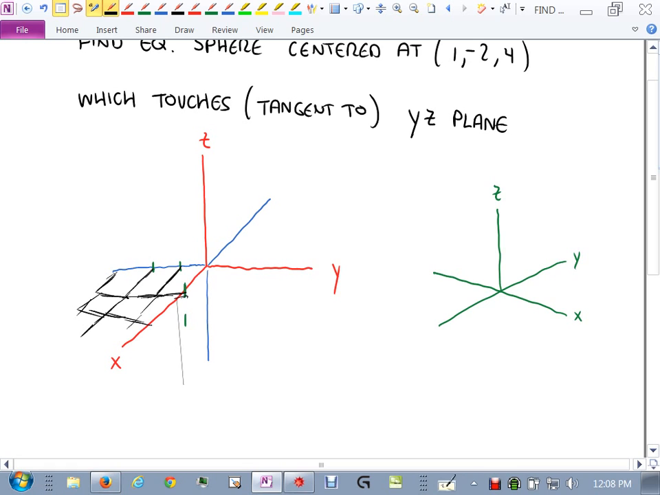So now I'm here at this point. And now what do I need to do? I need to go up 4, so 4 on the z. Watch my tick marks. What are my tick marks running parallel to? The x-axis. There's 4.